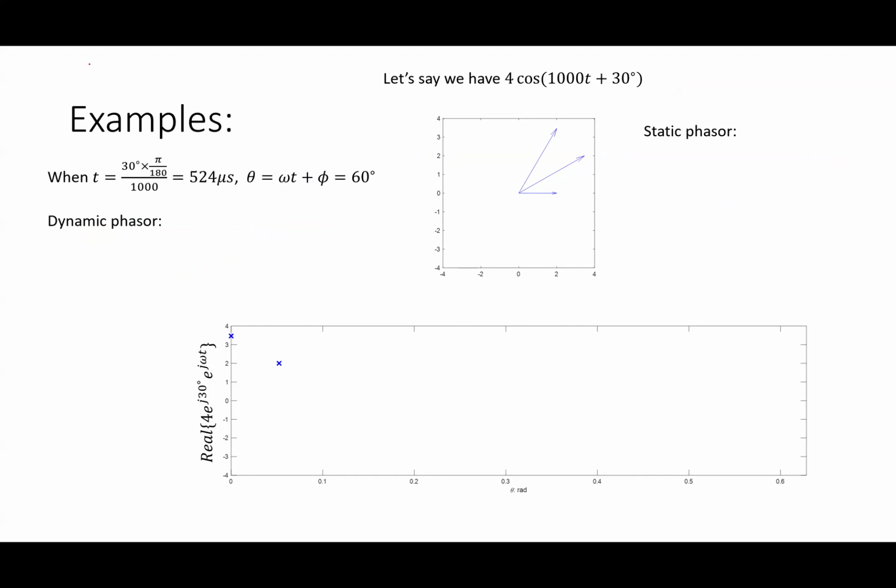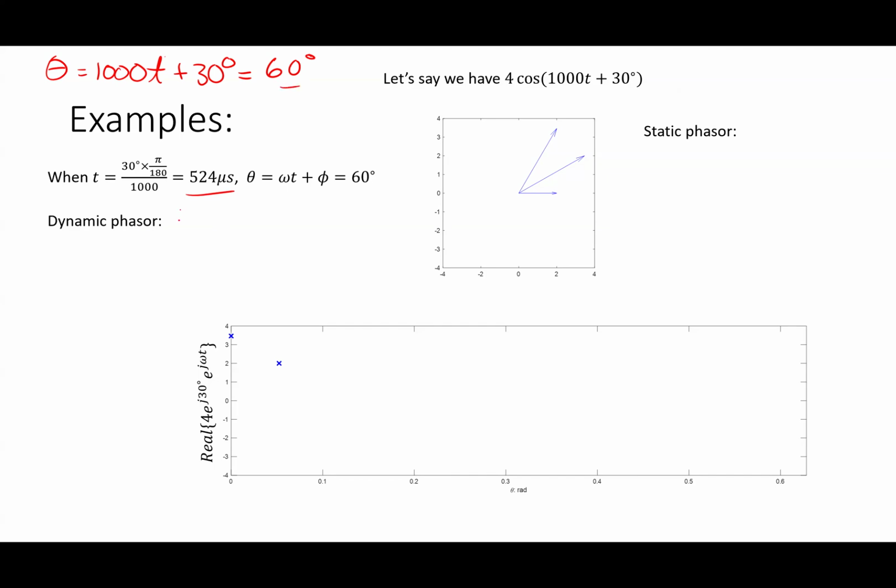So when time advances, let's say I get to omega t plus 30 degrees. All right, so let's do it this way. Theta equal to 1000 t plus 30 degrees. Let's say I get to the point where that combination of those two things is equal to 60 degrees. What time is it when that combination equals 60 degrees? Well, I can solve for that time. And at 524 microseconds, that's when that combination is 60 degrees.